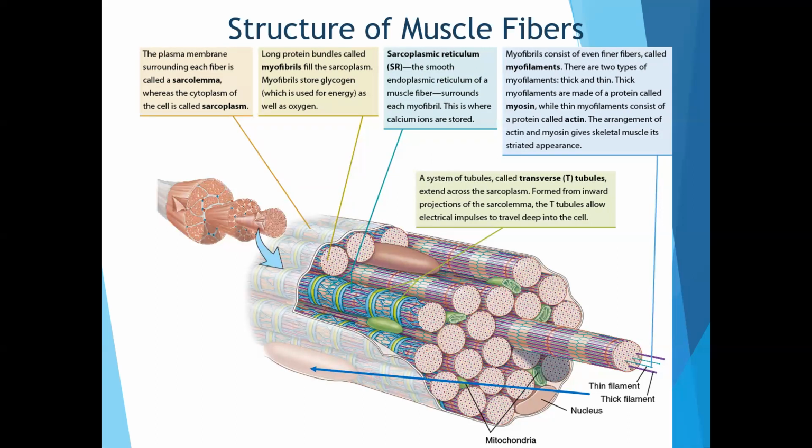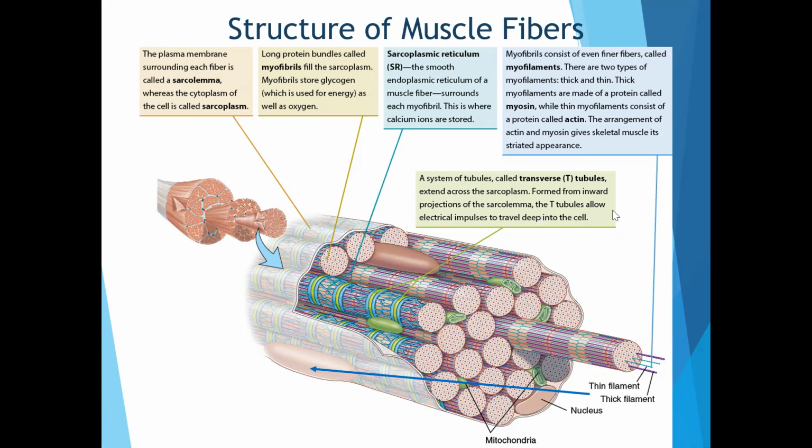So zooming even further in on the myofibrils, we talk about myofilaments. So there's two types. There's thick, which is known as myosin, and there's thin, which is known as actin. And the way these are arranged within the muscle fiber actually allows the contraction to occur, and it's what gives it the striated appearance.